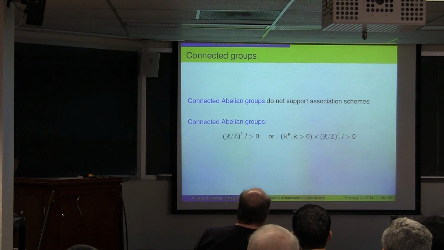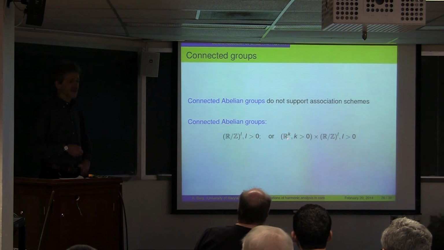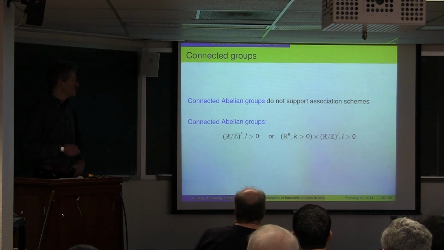So abelian groups come in two varieties. The first is connected groups. A connected group, such as real space, is the first thing that comes to mind, but in fact there are hardly any connected abelian groups, infinite groups. In the compact case, they are the tori. In the locally compact case, they are direct products of any number of copies of the real numbers and the torus, and that's it. There are no more connected abelian groups. And a claim is that they really do not support association schemes in our definition.